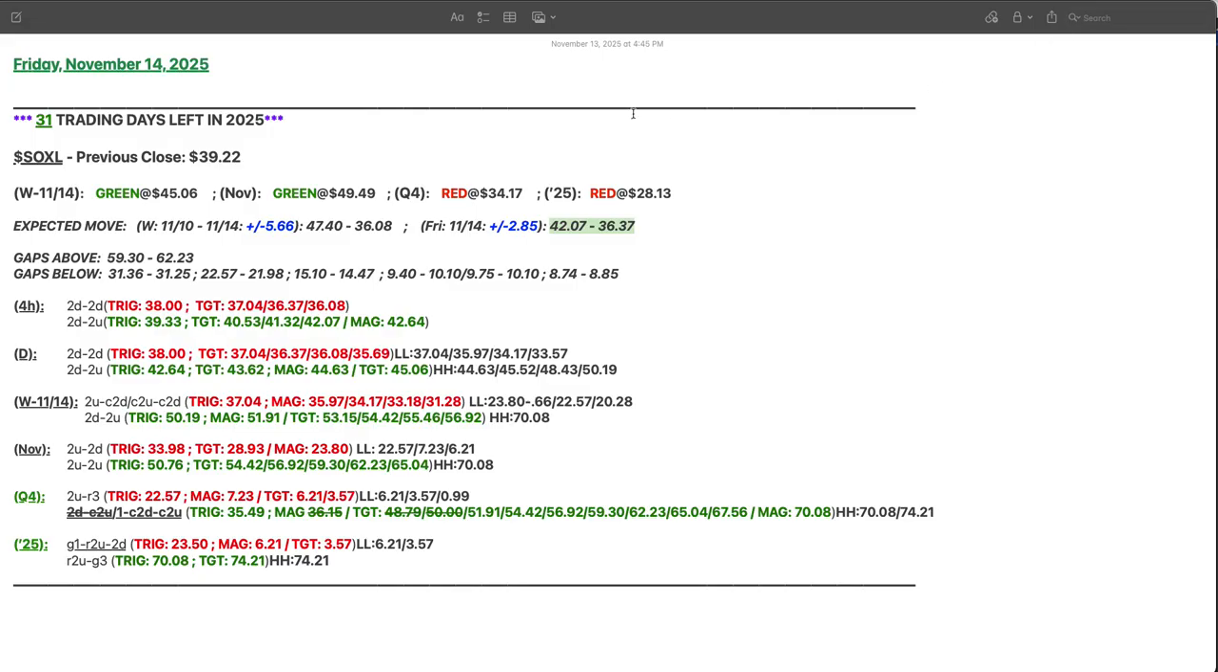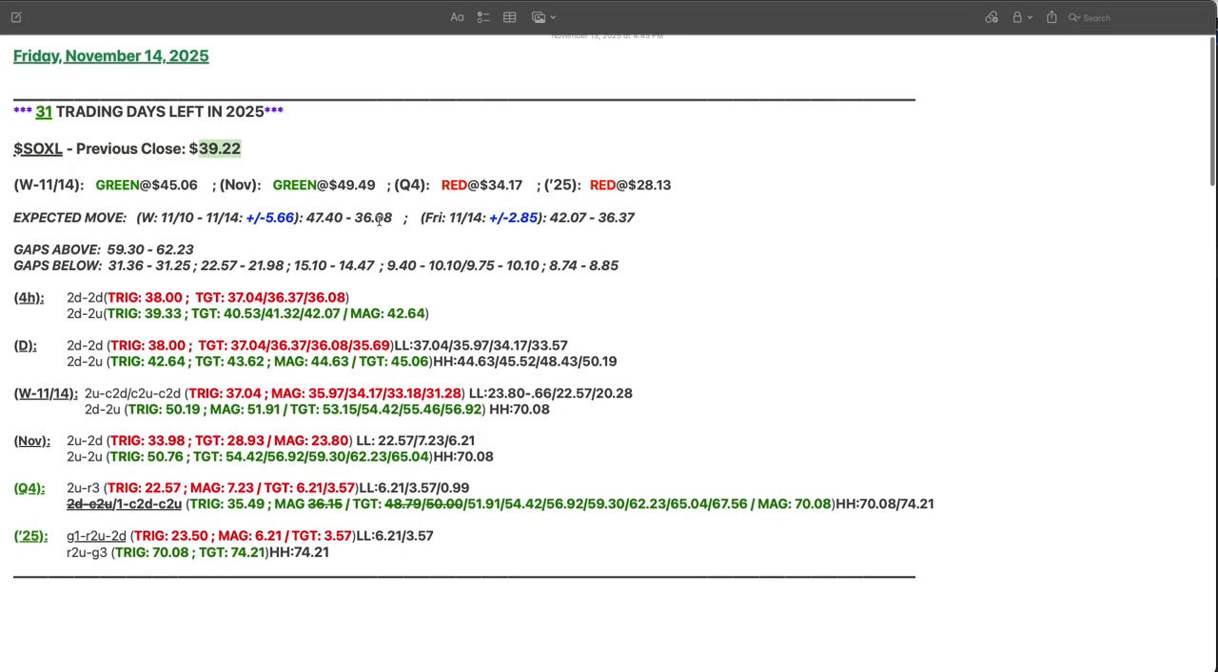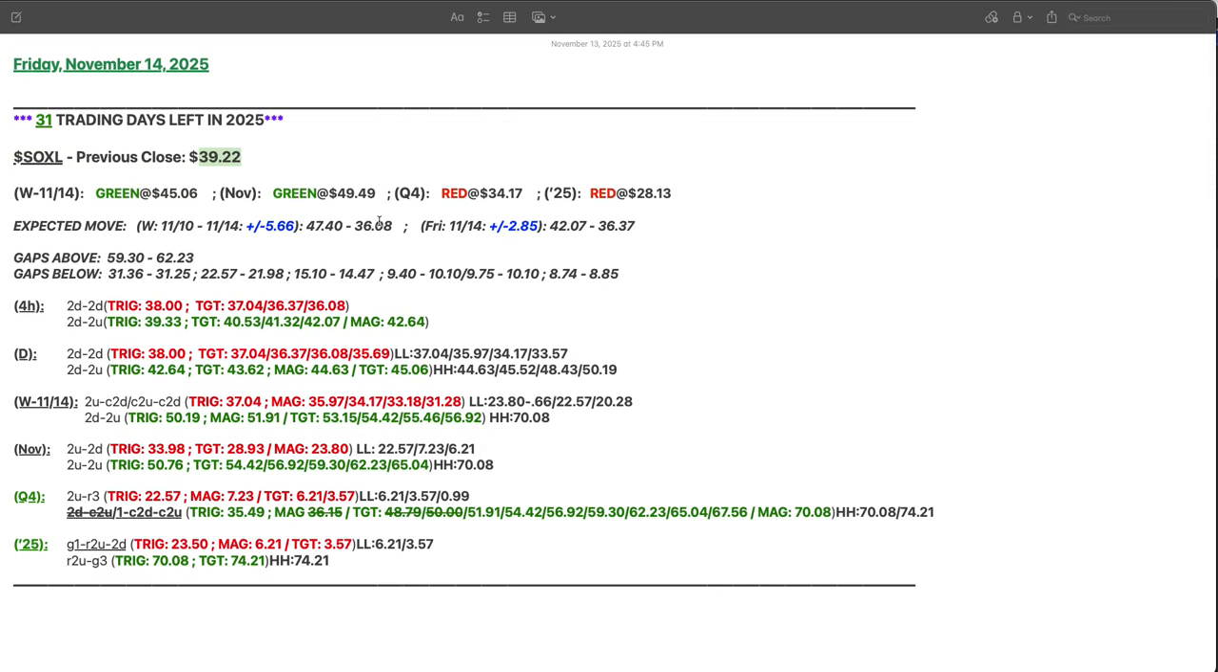Let's go back and look at the notes real quick so we can just look at the numbers, right? So for Friday, November 14th, we'll have 31 trading days left in the year. The close price on Thursday, November 13th was $39.22. And then we've got the flips, right? So we know we're red on the week, we're red on the month, and now we're getting close to flipping red on the quarter, right? So this green 49.49 obviously means we flip green at 49.49, and the week flips green at 45.06. But we're not close to doing that right now.